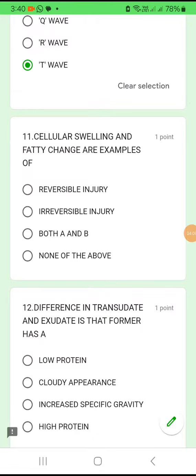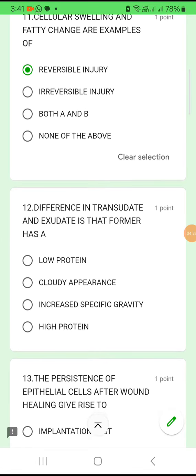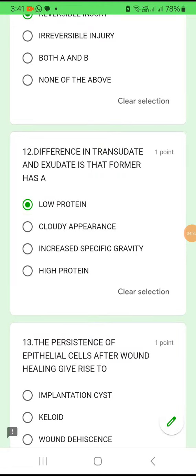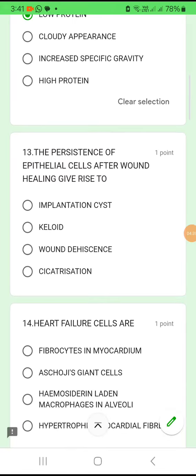11. Cellular swelling and fatty change are examples of reversible injury or irreversible injury. Cellular swelling and fatty changes are reversible in nature. So reversible injury, option A. Question number 12. Difference in transudate and exudate is that the former has got what? Transudate has got low protein, high protein, cloudy appearance, or increased specific gravity compared to exudate. Transudate has got low protein content compared to exudate. So option A is the answer.